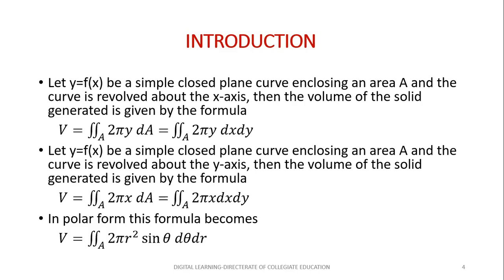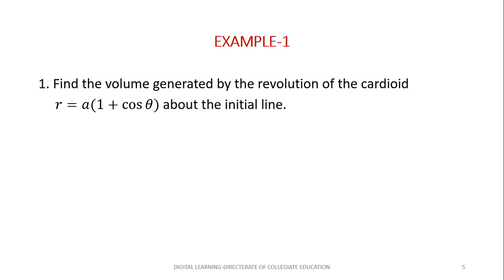When the curve is revolved about the y-axis, the formula changes to V equals double integration of 2 pi x dA over A, or that is equal to double integration of 2 pi x dx dy over A. In polar form, this formula becomes V equals double integration of 2 pi r square sine theta d theta over A. Let us take one example.